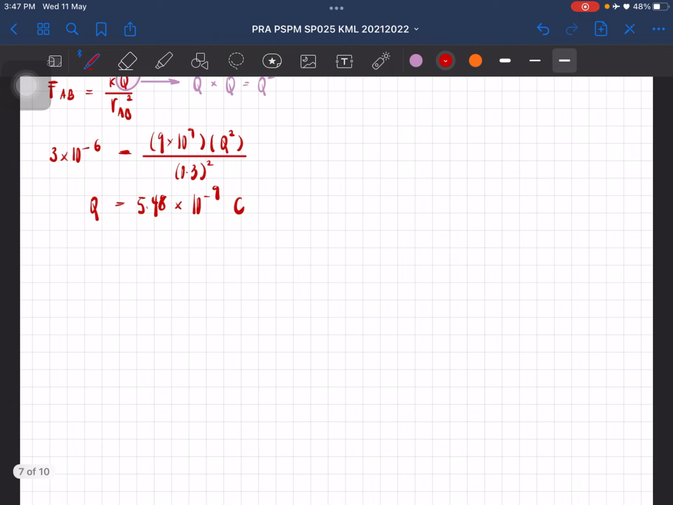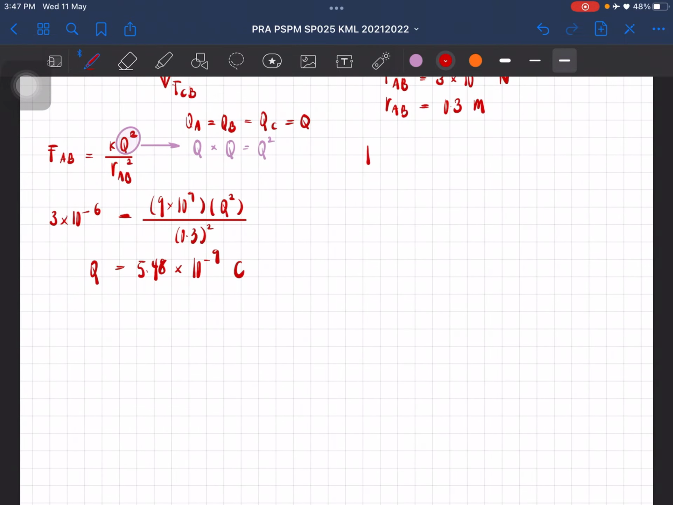Alright, now we have the force by charge A on charge B. Now we are looking for the force by charge C on charge B. Okay, so that is K Q square, and we have another piece of information, which is the distance RCB square, which is equal to 20 centimeter if I'm not mistaken. Let me write it.